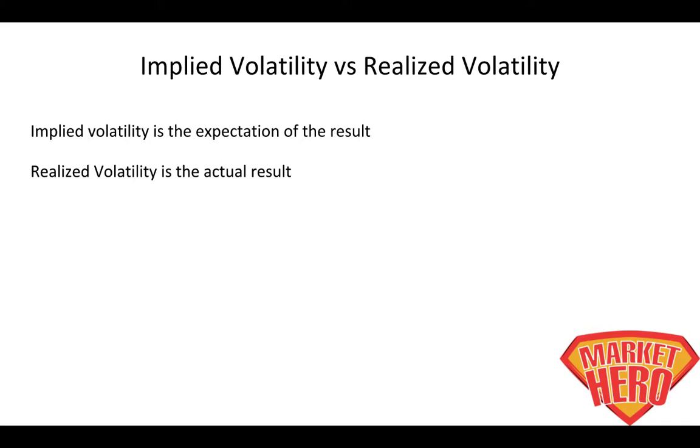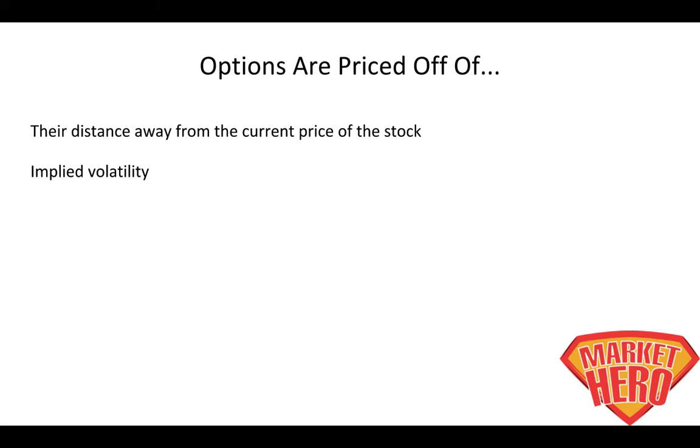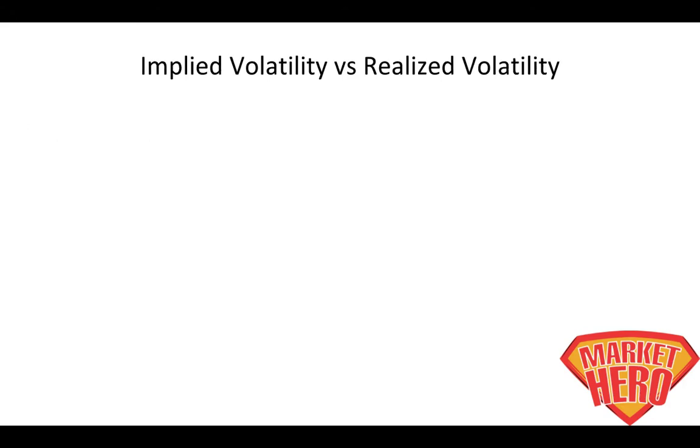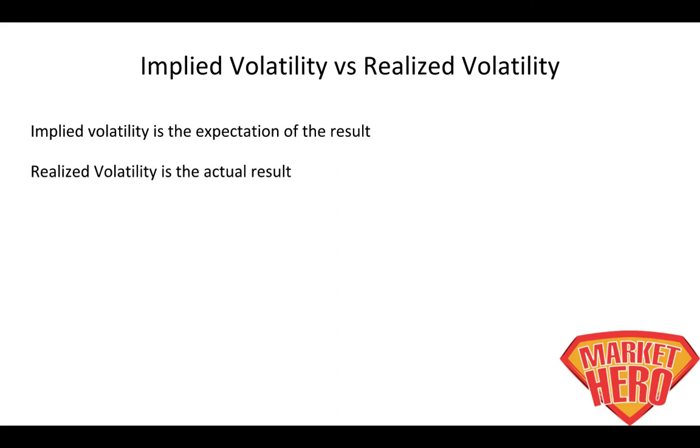So that's pretty much it. Again, options are priced off of the expected move. Options settle and get their final price off of the actual move, or realized volatility. So they're priced all along off of the expectation, the expected move, which is implied volatility, and then their final price is determined by the realized move.